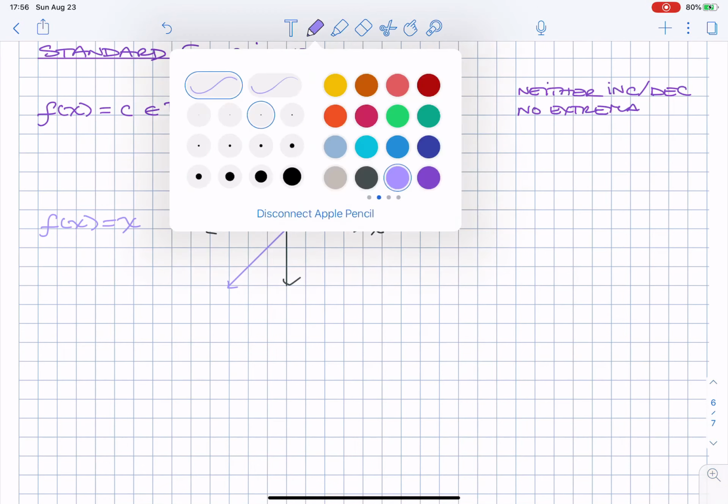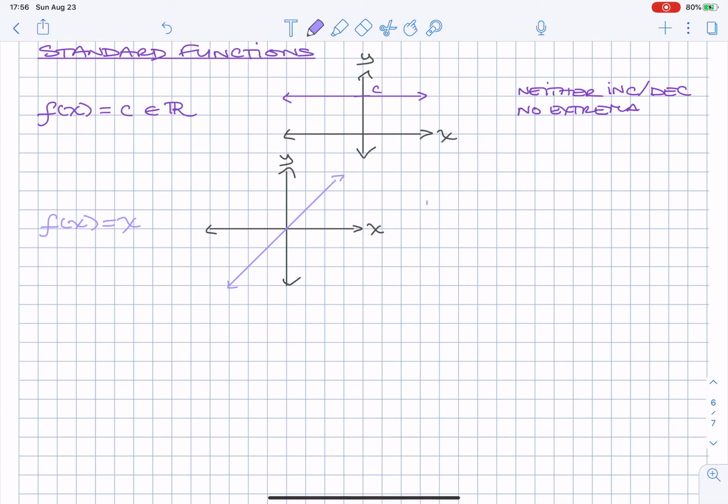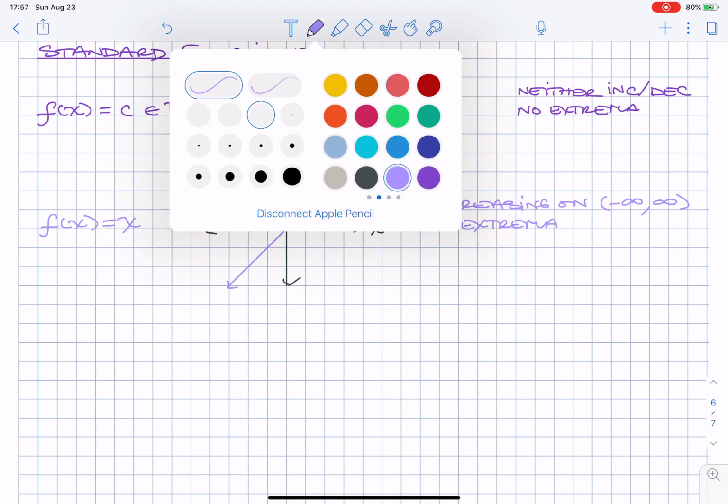So therefore that is increasing, always from left to right, it's always going uphill. Increasing on the interval all the way to the left to all the way to the right. And no extrema, because it will neither hit its minimum nor its maximum, because it goes on forever.